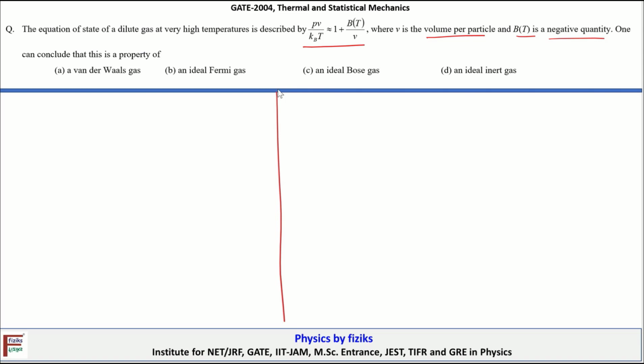Here the van der Waals gas equation: P plus a upon V square, into V minus b, is equal to RT. For 1 mole, V is equal to Vm, and that is equal to N multiplied by v, where N is the number of particles. If we are talking about 1 mole, that means the Avogadro number of particles, and v is the volume per particle.